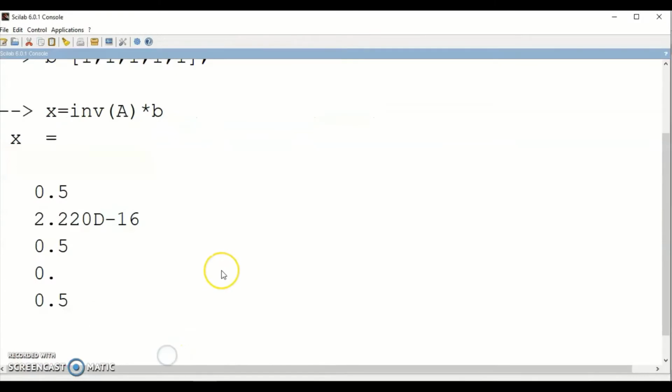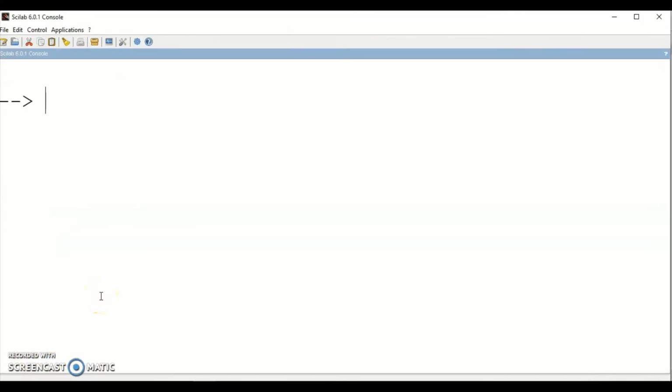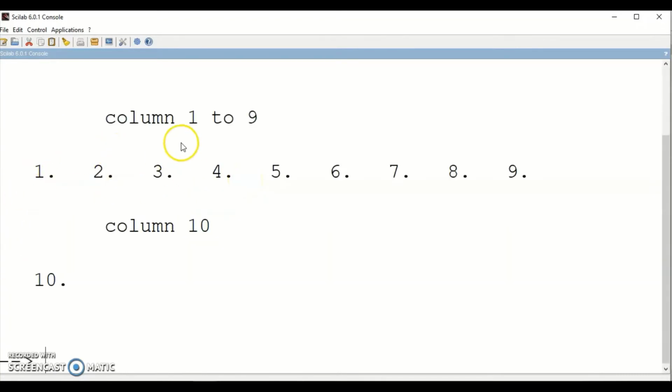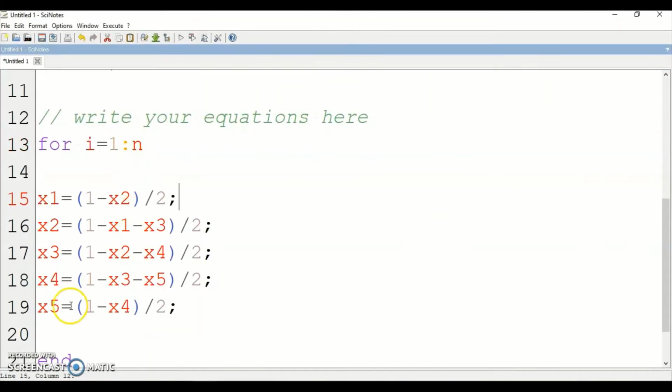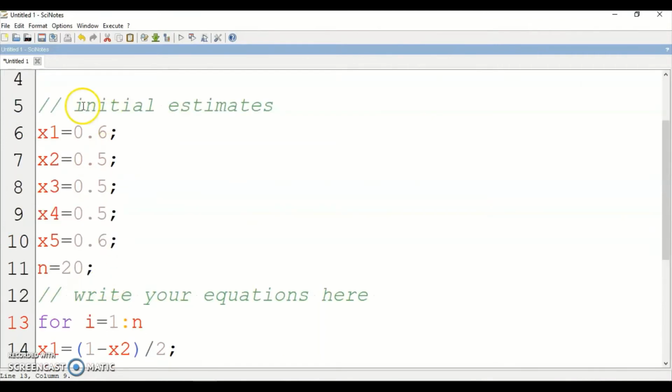So what does i equals 1 to n mean? Let me just show you in Scilab. Let me clear the screen, CLC to clear the screen. So i equals 1 to 10. Let's say n is 10, meaning it gives me a number from 1, 2, 3, 4, 5, and so on up to 10. Okay, so now we have 1 to n. So let's write n equals 20 to start with.